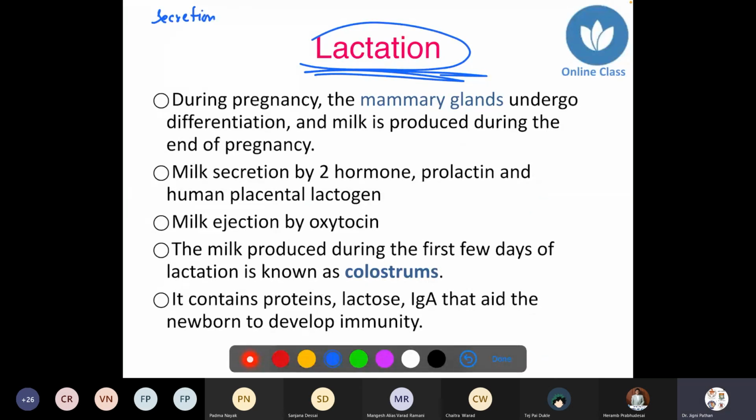Secretion and release of milk from the mammary gland to nurse the newborn.